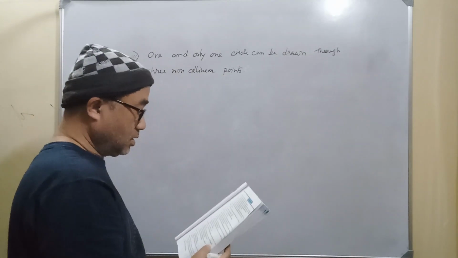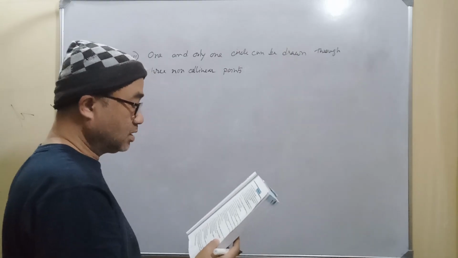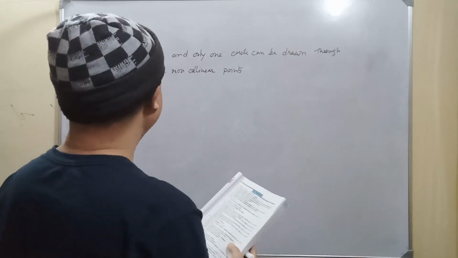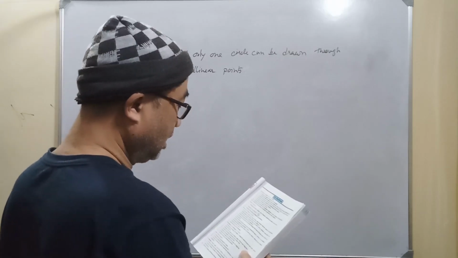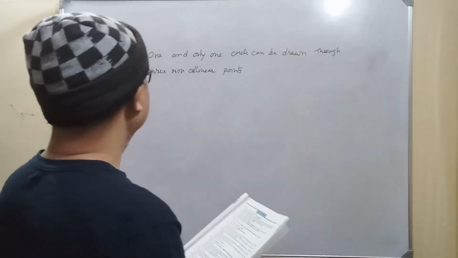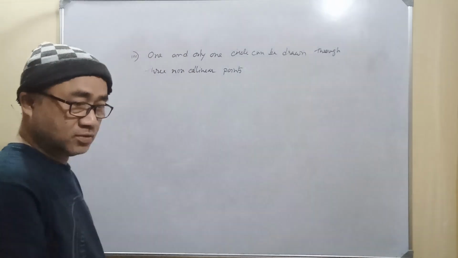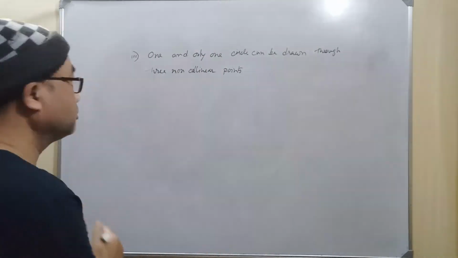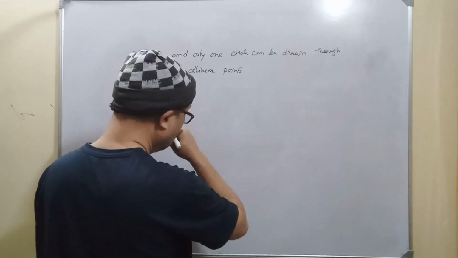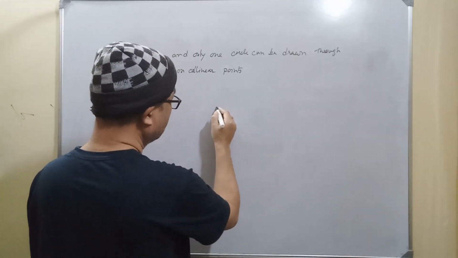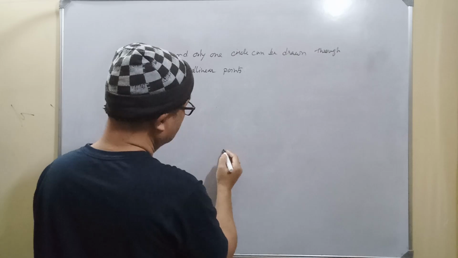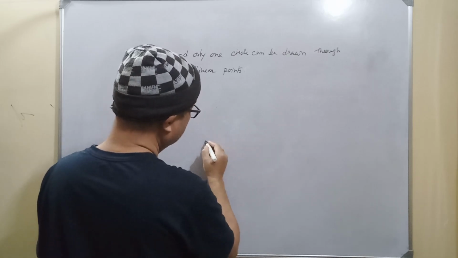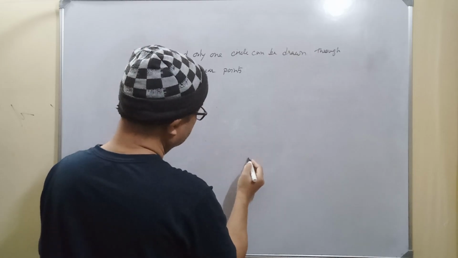So the third property, another property of circles, states that one and only one circle can be drawn through three non-collinear points. What does that mean? What are non-collinear points? Points which do not lie on the same straight line. They are non-collinear points.